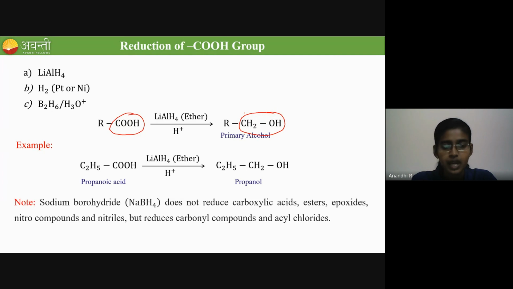And sodium borohydride does not reduce carboxylic acids, esters, epoxides, nitro compounds, and nitrates. But it reduces carbonyl compounds and acid chlorides. So you cannot use sodium borohydride to reduce the carboxylic part. It is an exception. Just take a note of it. Sodium borohydride cannot reduce COOH, carboxylic acids.